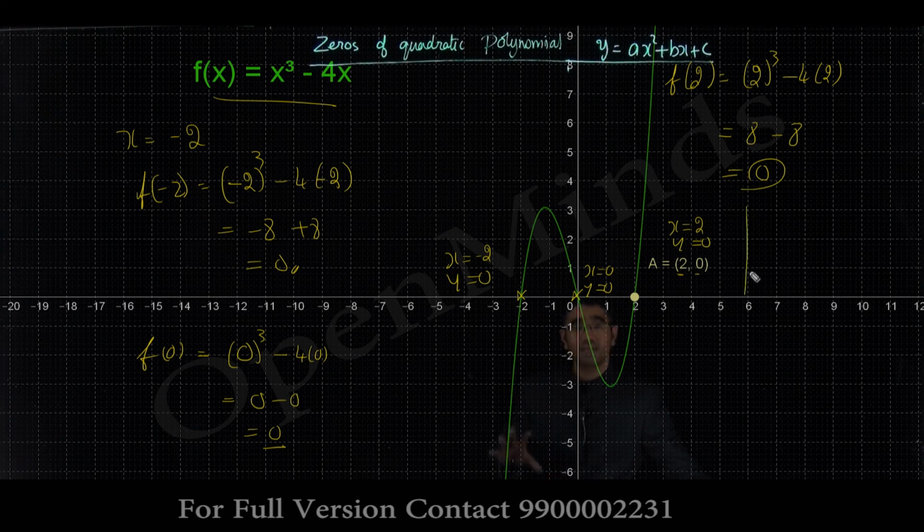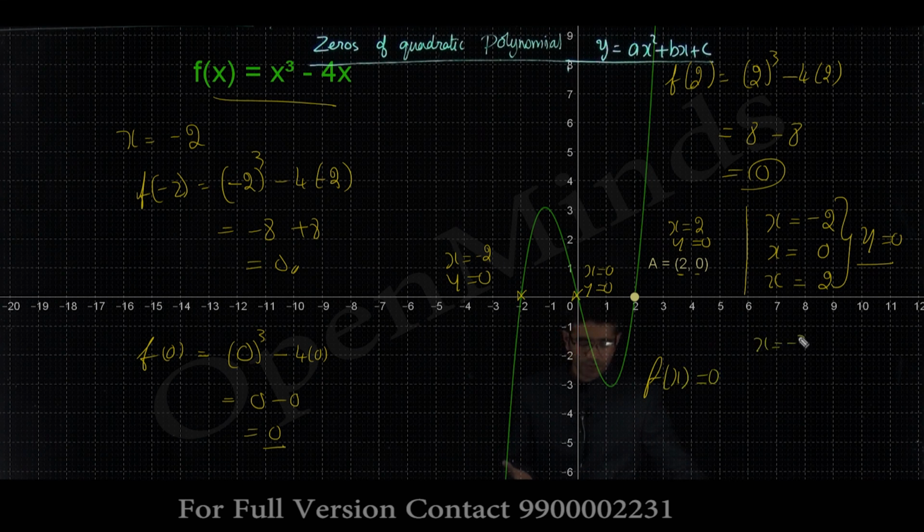So I can see there are 3 zeros of this cubic polynomial. When x is equal to -2, I get y 0, when x is equal to 0, I get y 0, and when x is equal to 2, in all these cases, y is 0. Now I can say that yes, f of x becomes 0 when x is -2, x is 0, and x is 2, and I call them the zeros of the polynomial. That is it, guys. Pretty easy.